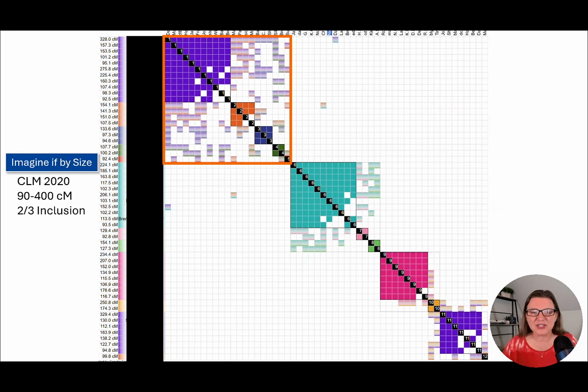And so we see these gray cells between them. And so it's so much better to group them, in my opinion. It makes more sense to group them by inclusion like this.